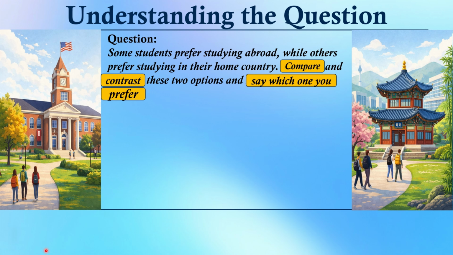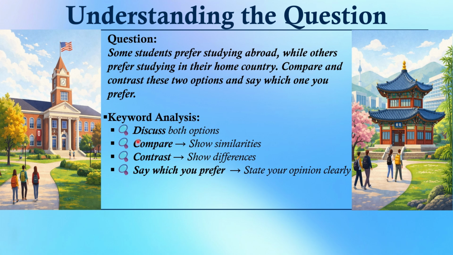So this means three things. First, we must discuss both options. Second, we must show similarities and differences. And third, we must clearly state our preference. This is not just discussion. It requires an opinion. Keep that in mind before you start planning.